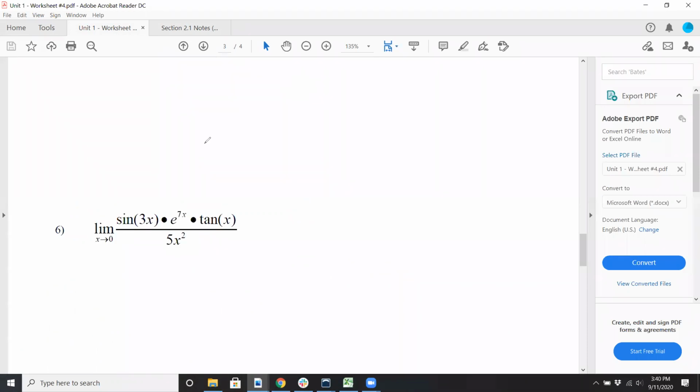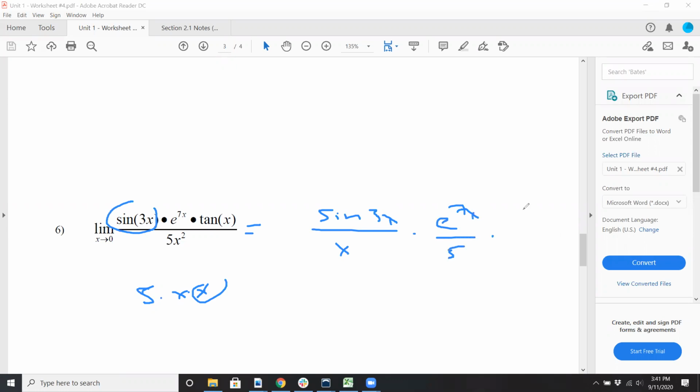5x squared, remember, is 5 times x times x. You could probably do sine 3x over x, you could probably do e^7x over 5, and you could probably do tan x over x. Because when you decompose this big fraction into 3 smaller fractions, but then it's a product, it's still the same thing. And of course, you do the limit as x approaches 0. Easy enough. And you just work each of those out.